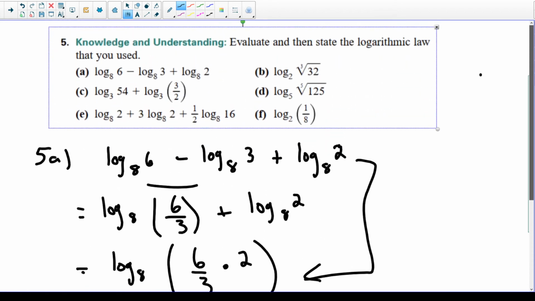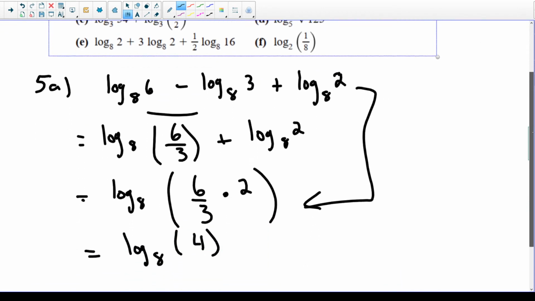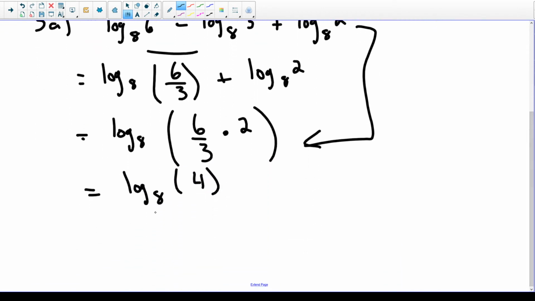Now, what did they say? They said evaluate and then state the logarithmic law that you used. So we've got log base 8 of 4. Somebody got an answer really quickly there. 8 to the what equals 4. Now, unless I'm missing something, there's no way of directly getting to the final answer, okay?